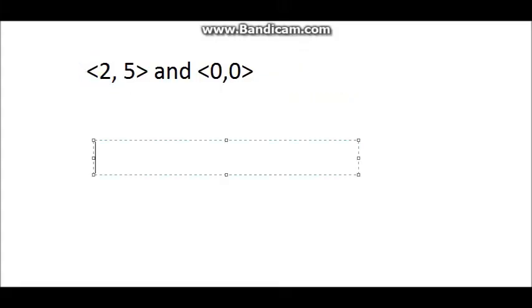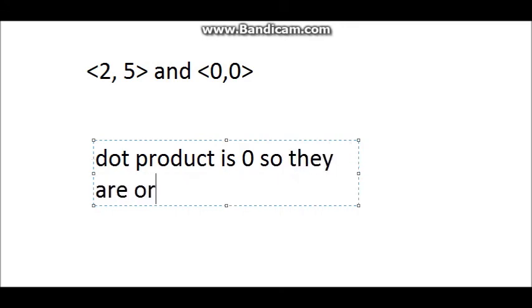Okay, now I'm going to address the difference between perpendicular and orthogonal. So if you have (2, 5) and (0, 0), the dot product is going to be 0, which means that they're orthogonal. But (0, 0) isn't even a line, so it's impossible for them to be perpendicular.